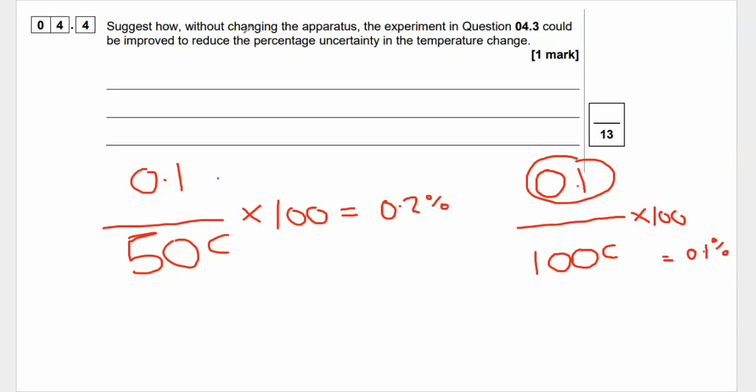So what could we do in this experiment that we've been carrying out to increase the temperature change? Because that will lower the percentage uncertainty. Now, it won't change the uncertainty in the measurement because that will be the same. We're using the same apparatus. But by having a larger temperature change, we get a lower percentage. And of course, to do that, we need to increase the concentration of the reactants. And there we go.